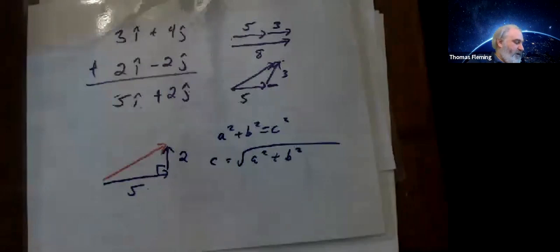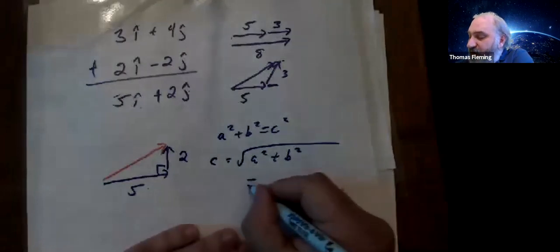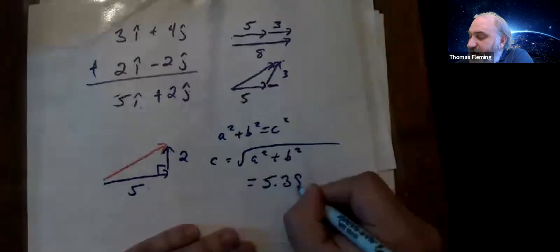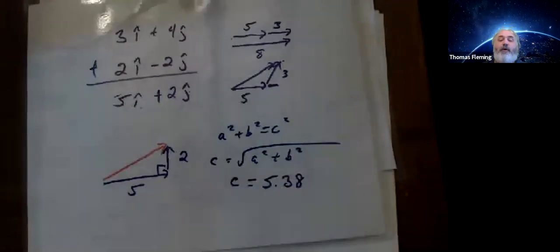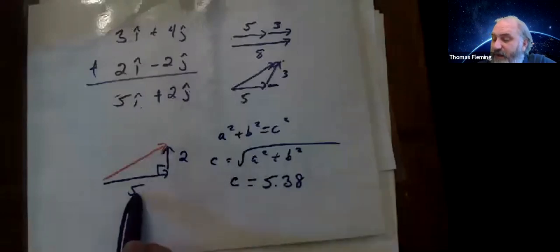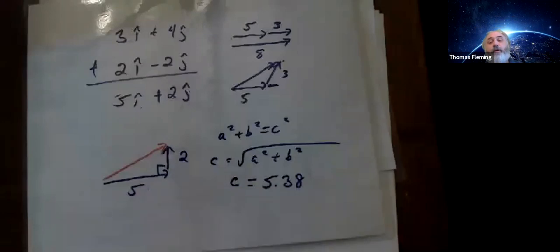If someone had their calculator out, you can tell me. I'm having phone issues. Come on, phone. There we go. 5.38. So I would say that that vector has a magnitude of 5.38 units. Right? That is the size of that red arrow. 5.38 units long. Notice, as I expected, it's a little bit longer than either of the two legs, because the hypotenuse is always the longest side of any triangle.